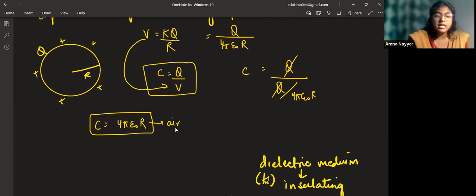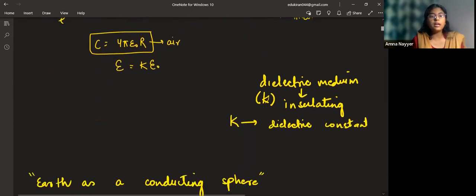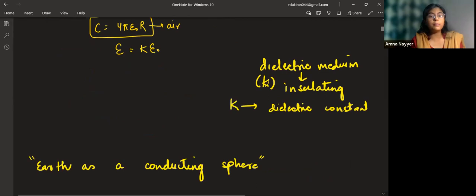No, it can change. One formula we had seen in the first lesson, and I told you it will be used everywhere: if you want to find epsilon for any medium, just multiply the dielectric constant K with epsilon. So what will your formula become now?